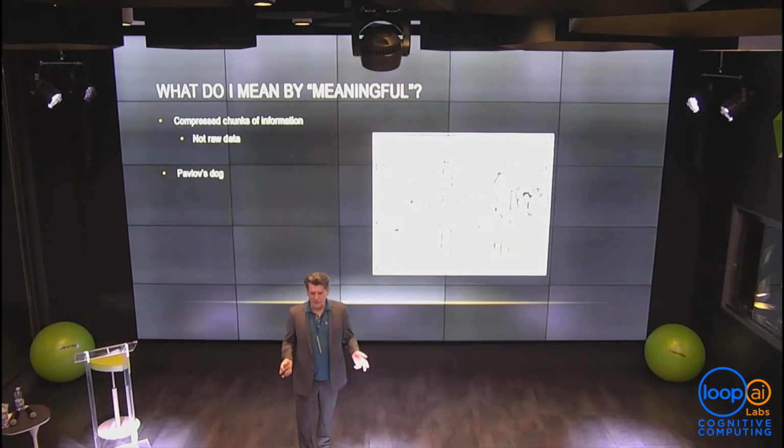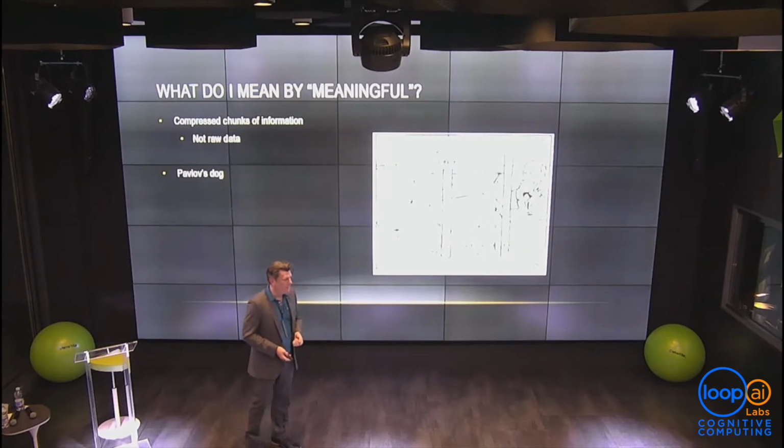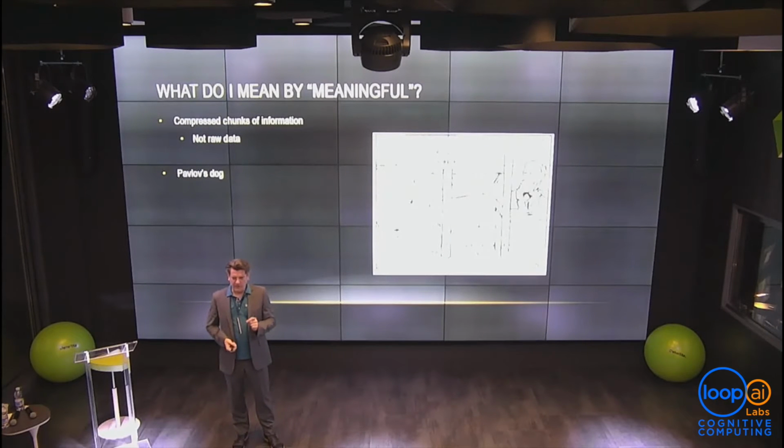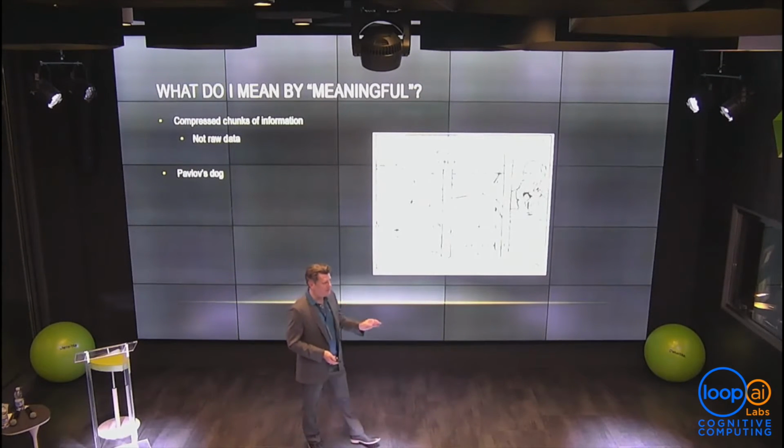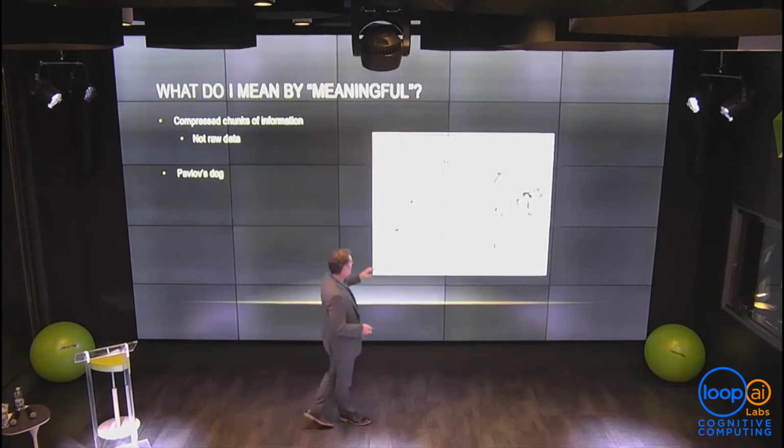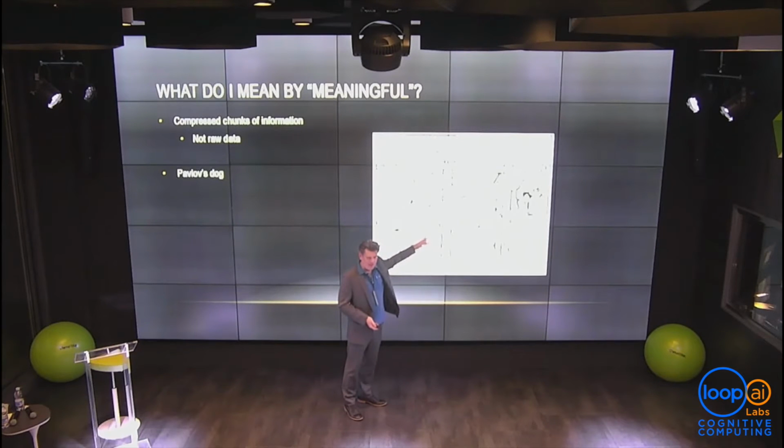So I say it stores it in meaningful chunks, and a good question to ask there is what exactly do you mean by meaningful? So when I talk about compressed meaningful chunks of information, I'm saying the brain doesn't store raw data. Instead, you can think of Pavlov's dog, and I'm sure you're familiar with Pavlov and his experiment, which led to the whole theory of classical conditioning.